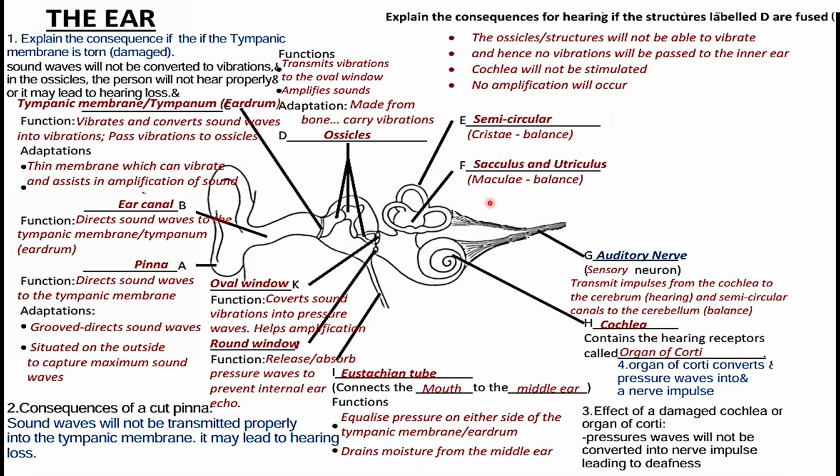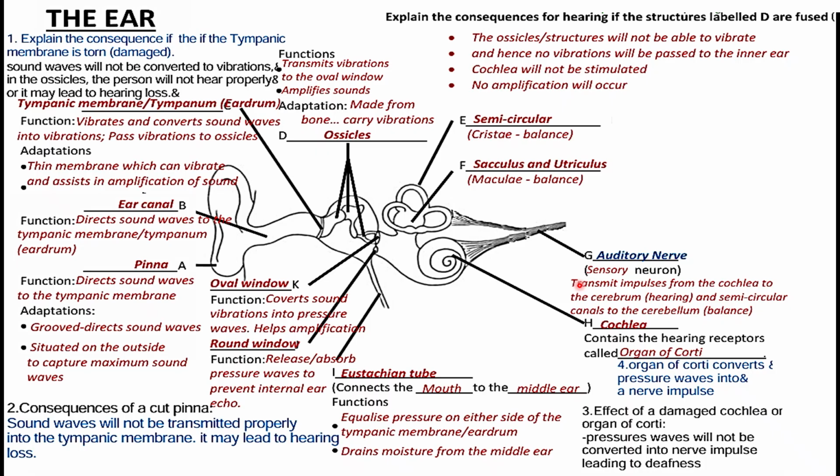If the auditory nerve is damaged, what will be the consequence? For you to know the consequence, you just have to take the functions of the auditory nerve and negate it, write it in the opposite. So what will be the consequence of a damaged auditory nerve? If the auditory nerve is damaged, then it will not be able to transmit impulses from the cochlea to the cerebrum. That means the person will not be able to hear, or it will lead to deafness.